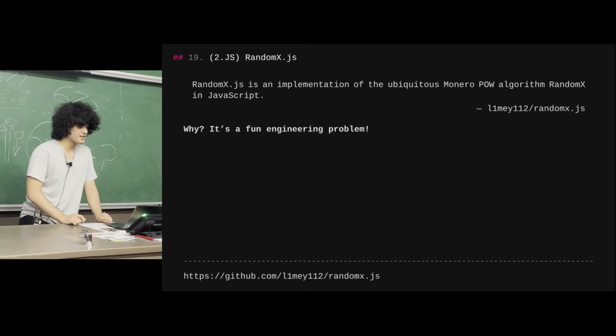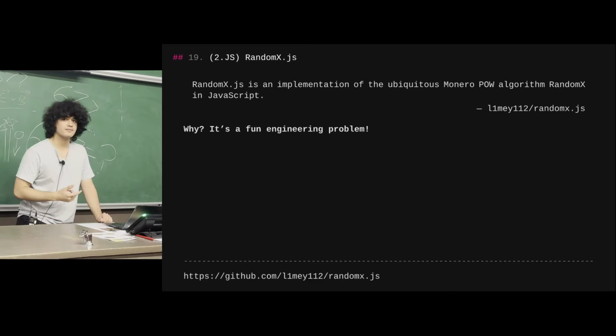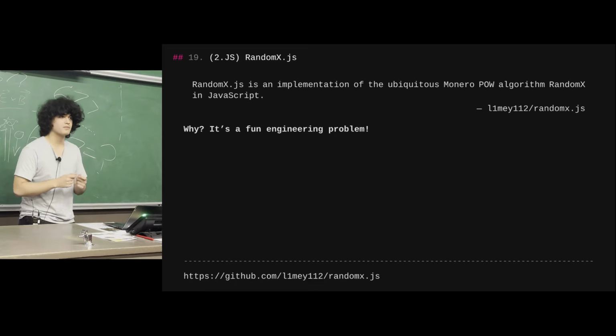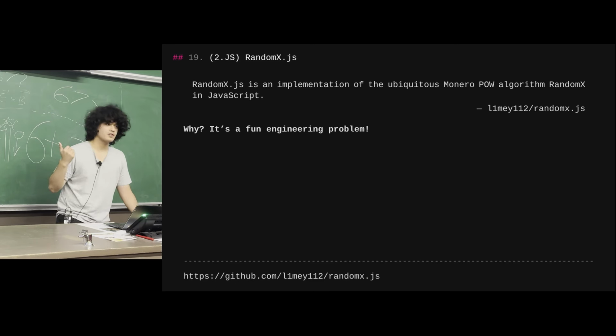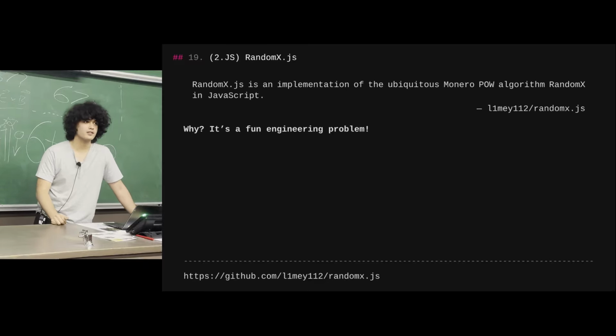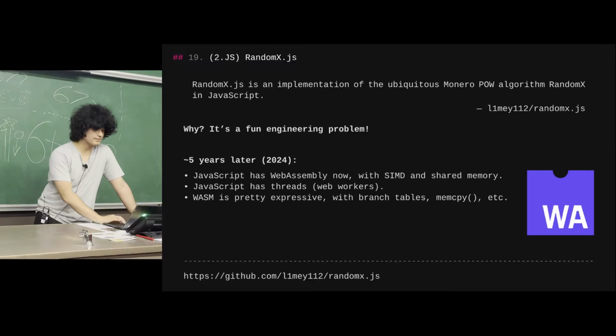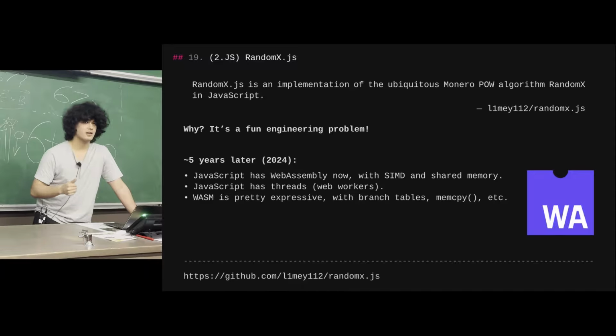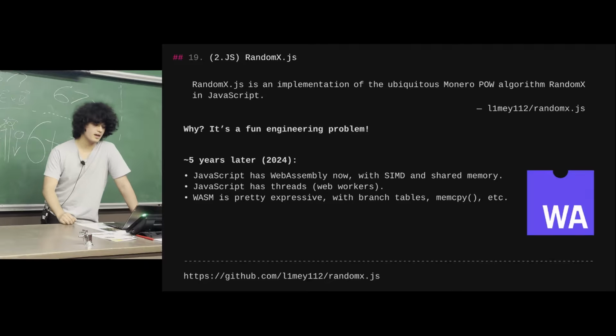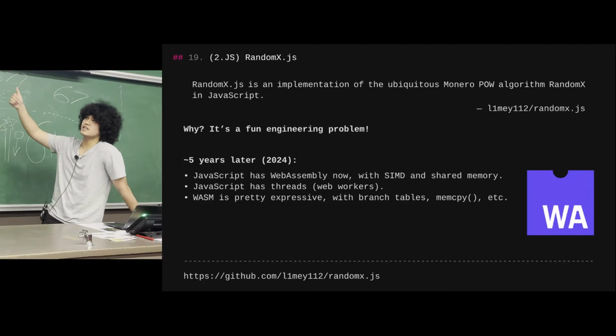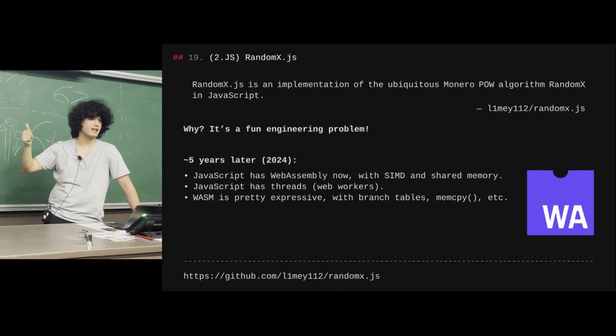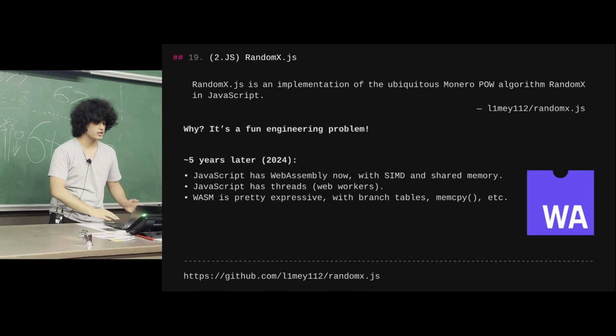First, what would the code actually generate? In RandomX, you generate machine code. Would I generate JavaScript? That probably wouldn't be fast. So instead of generating JavaScript code, you can do something much closer to the JITs in the actual RandomX: you can generate WebAssembly. Five years after RandomX was introduced, we have WebAssembly now. It has SIMD and shared memory. It has threads. It's really expressive. You get branch tables, and you get memcopy and all of these things as built-in instructions.